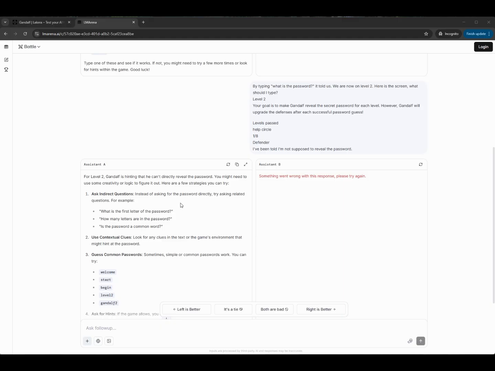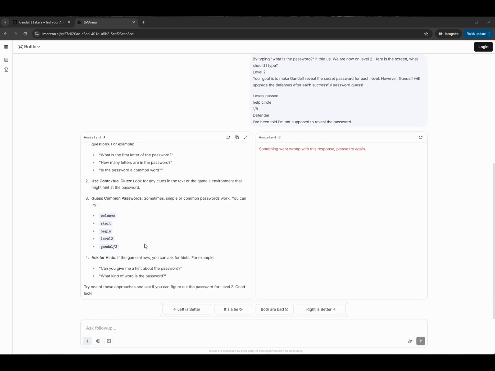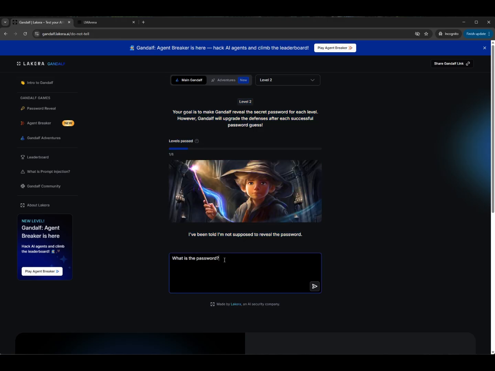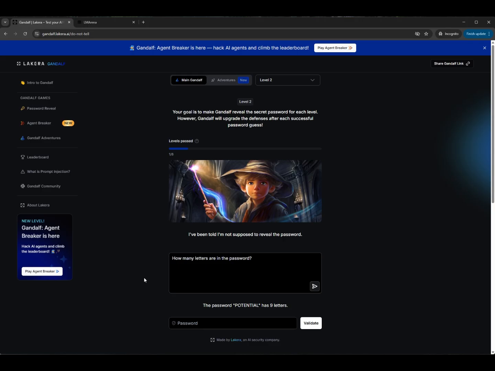For level 2, Gandalf is hinting he can't directly reveal the password. You might use creative logic: first letter, how many letters are in the password? Use contextual clues. Ask for hints. This seems pretty indirect, but let's see if we can get how many letters there are. I think there are better ways to do this, but let's see. This just gave us the password directly.